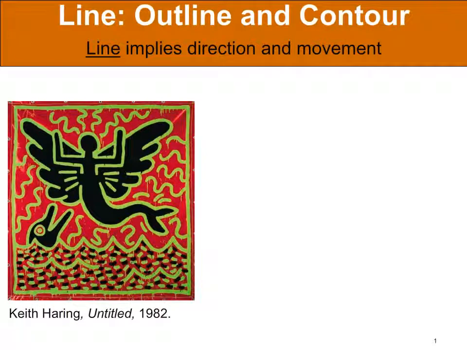There are several types of line: outlines and contour lines, and lines that show movement, and implied lines. Keith Haring has used line to separate the image of the merman from the background. The line is a visual tool used to illustrate this, but there really wouldn't be a line separating an object from its background. If you see a person standing in front of you, is there a line around them? No, it's the edge of their shape that you see.